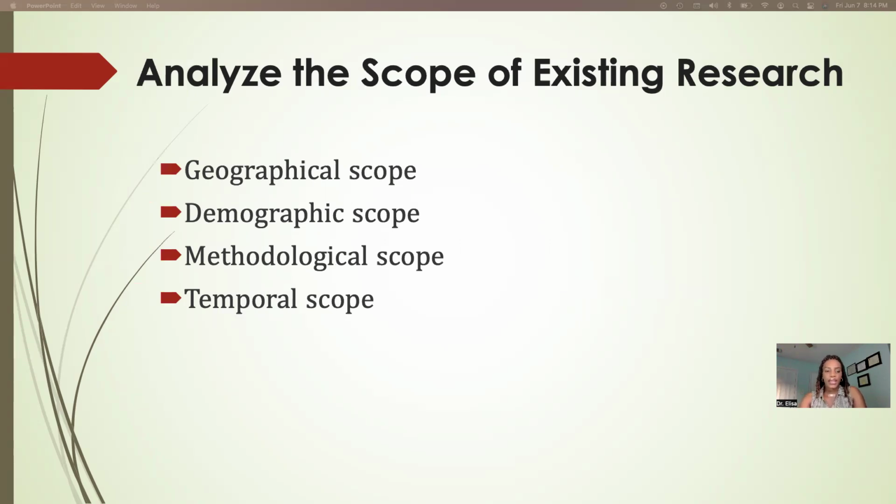So step 3 in the process of identifying the gaps is analyzing the scope of the existing research. So you want to consider the following: the geographical scope, right? Has the research been conducted globally, or is it limited to certain regions or to your specific country, right? The next thing you want to consider is the demographic scope. Are there certain populations or demographic groups that have been underrepresented in the previous studies that have been done on that topic, right?